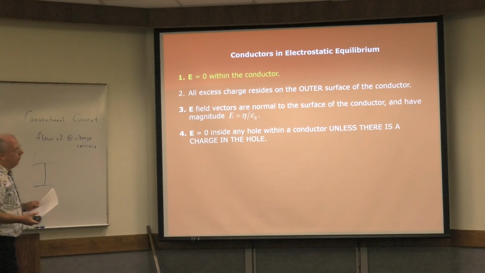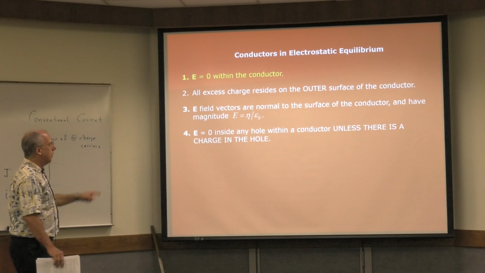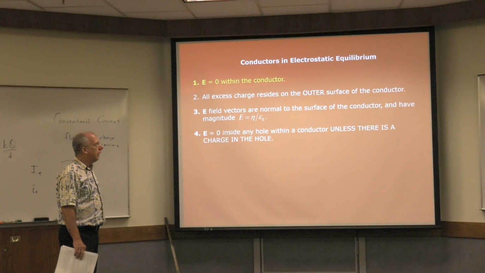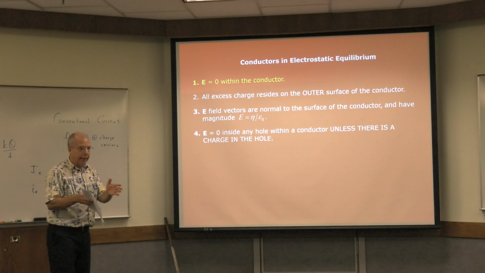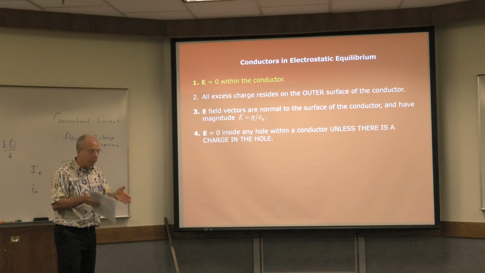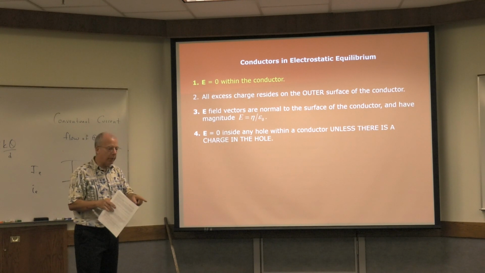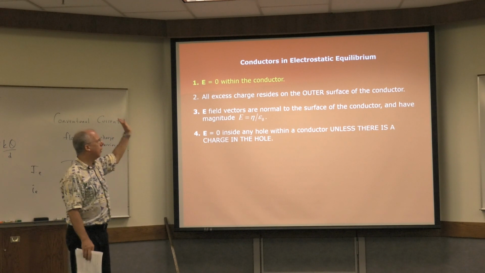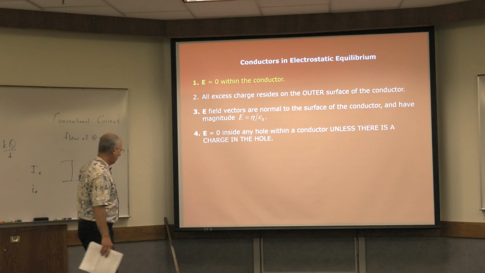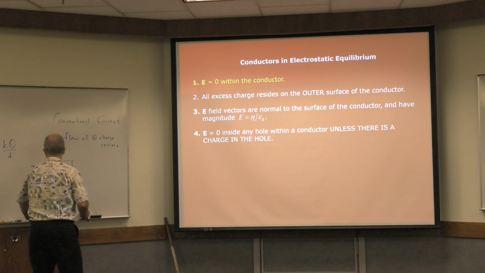Okay, let's revisit something we talked about some time ago. I told you we would revisit this. So this is a conductor in electrostatic equilibrium. So just pretend you have a hunk of copper. And electrostatic equilibrium means that none of the charges are moving, right? Equilibrium means no acceleration. Static means no motion. So we went through all this stuff, remember? And let's just concentrate on the first one.